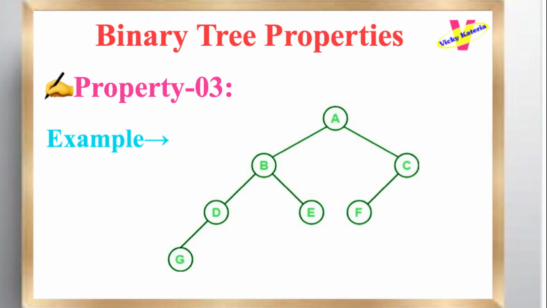Note, it is interesting to note that number of leaf nodes in any binary tree depends only on the number of nodes with 2 children.